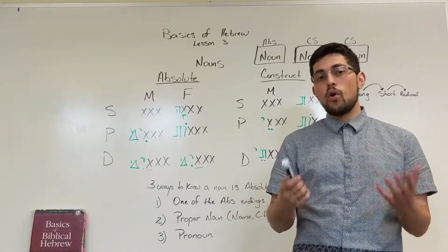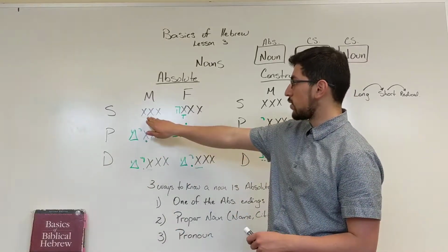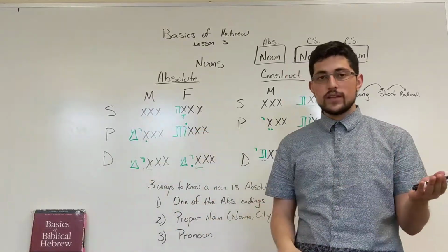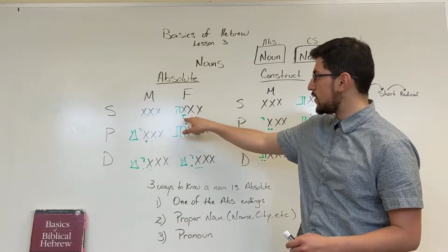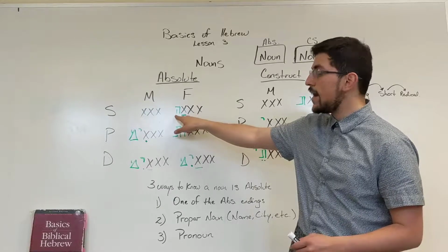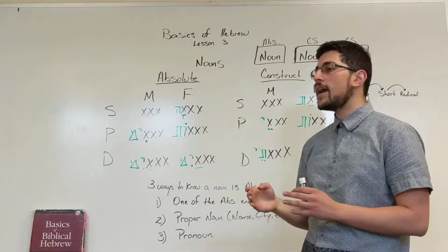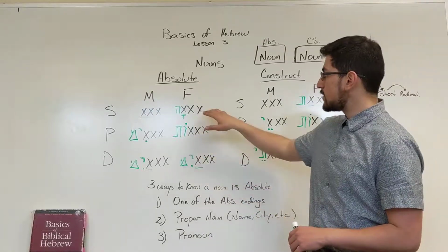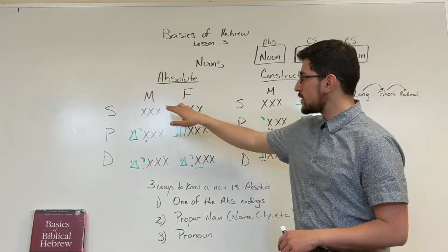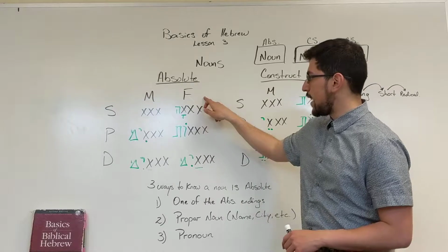So for example, horse in the masculine will look like this. A horse in the feminine will have a little ending right here, which is a kamets and a hey. So if you see a kamets hey, it will usually tell you that that noun is a singular feminine noun.